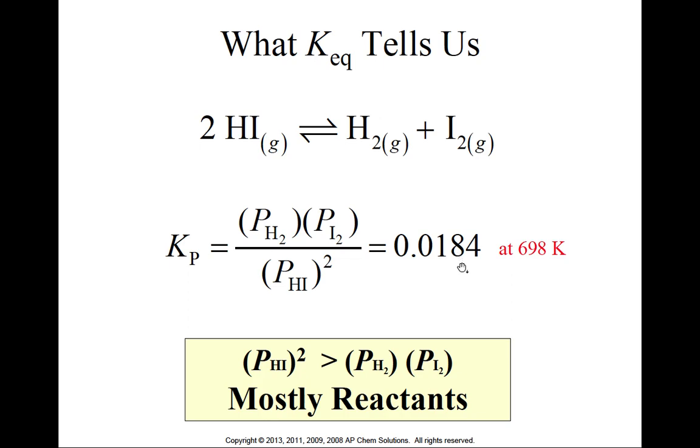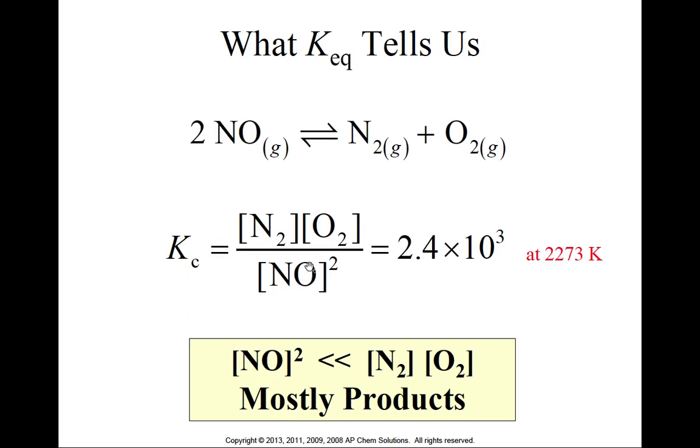So in this example, our Kp is 0.0184. So this tells you that your number here on the bottom is larger than your top number in your fraction, which means that at equilibrium, you have more reactants than you have products. If your K value is large, as it is here, this tells you that we have more nitrogen and oxygen gas at equilibrium than we have nitrogen monoxide gas. So this reaction has proceeded more towards products than towards the reactants.